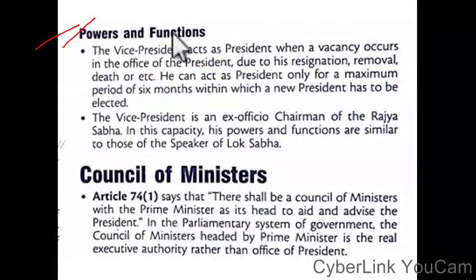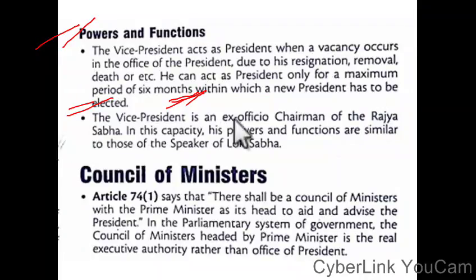Powers and functions. The vice president acts as the president when a vacancy occurs in the office of the president due to his resignation, removal, death, etc. He can act as president only for a maximum period of 6 months, within which a new president has to be elected.